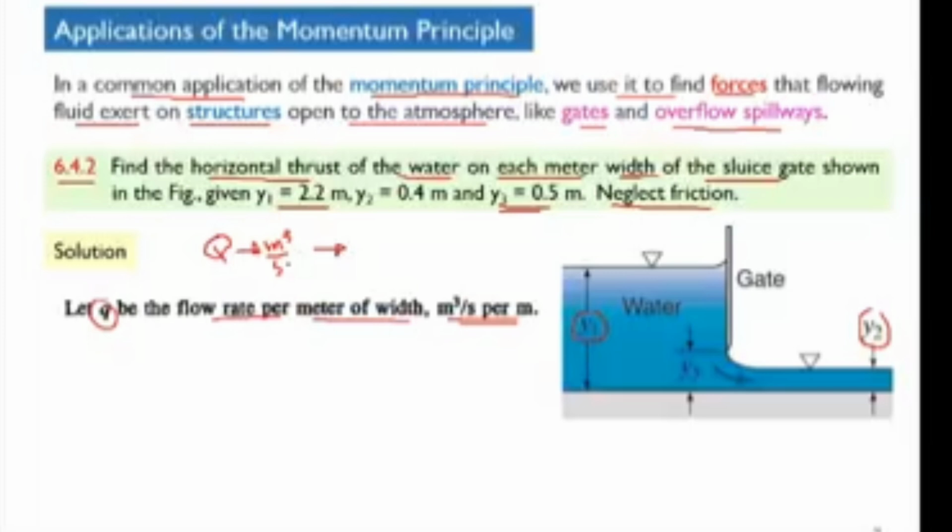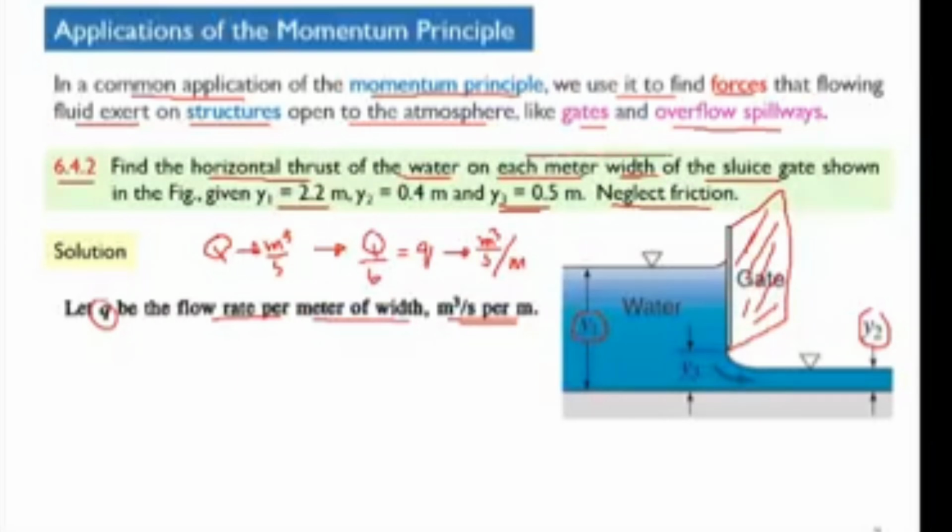If I divide this volume per second by the width, perpendicular to the board, because this will be a gate, it will continue like this and retain the fluid. Clear? So it has a width. The width you denote by L or B, whatever you take. Then this will be equal to discharge per unit width, and it has the units of what? Cubic meter per second per meter. So that's why it is stated that you only calculate the force of water on each meter width of the sluice gate.